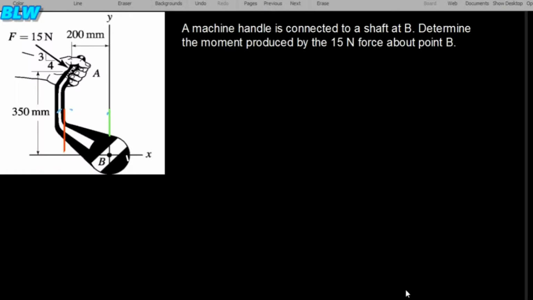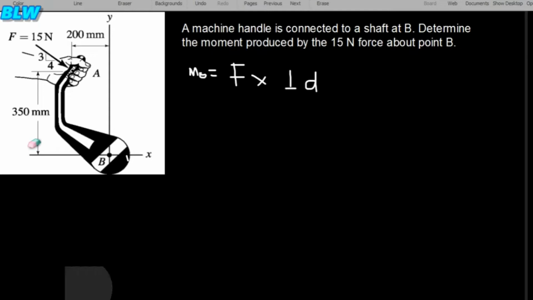So in this video, we are going to solve this question using the scalar approach. The scalar approach says that moment equals force times the perpendicular distance d. We are going to use this formula to solve this question this time around.